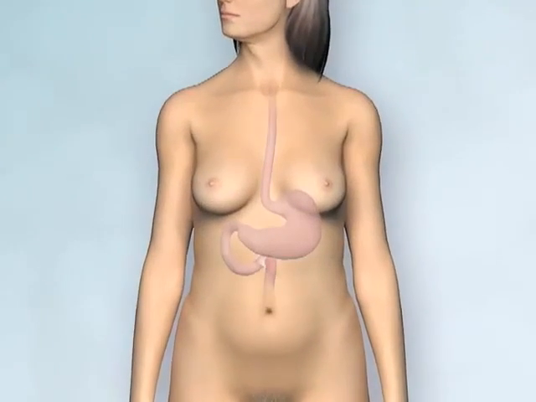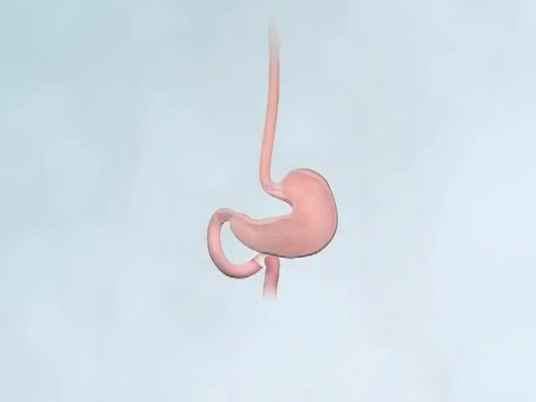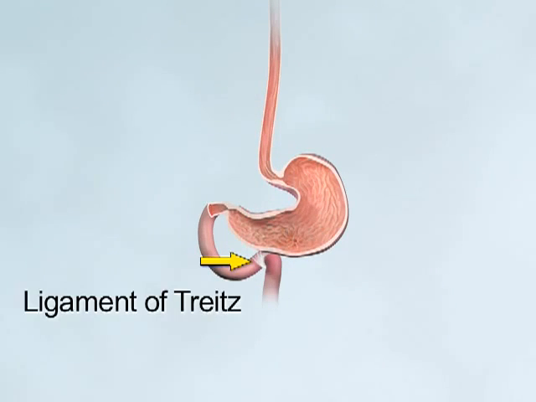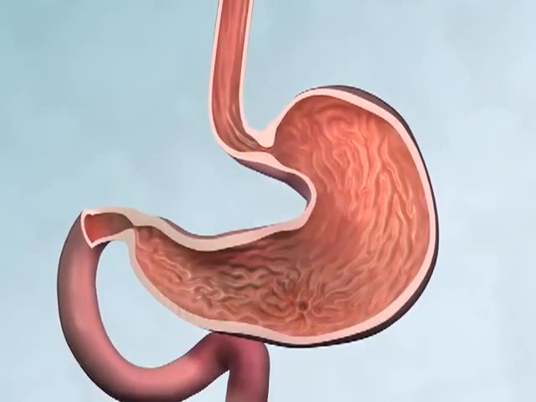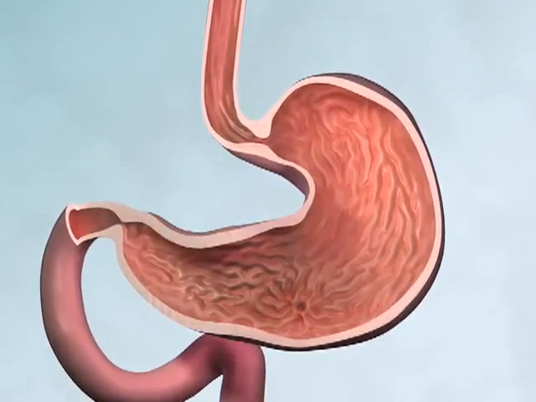Acute upper gastrointestinal hemorrhage is defined as bleeding proximal to the ligament of Treitz. This is a prevalent and clinically important condition that can lead to negative outcomes such as rebleeding and death.